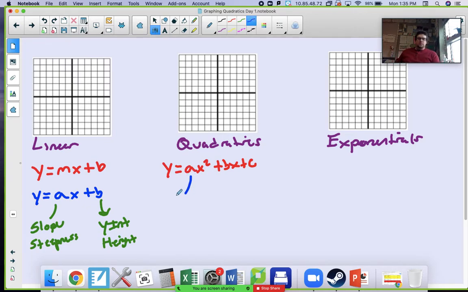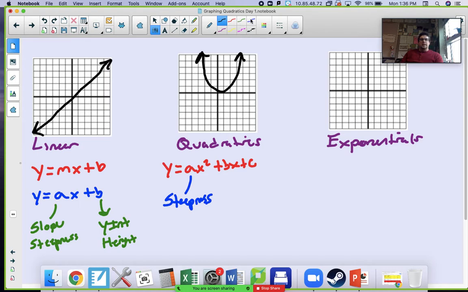a also controls the steepness. Because it's a quadratic, we do not have a constant slope. So where linear, we have this perfectly constant sloped line, quadratics, that slope ends up changing at every given point. So it's steeper here than it is at the bottom, and then it gets steeper on the other side. So it's decreasing in steepness and then increasing in steepness.